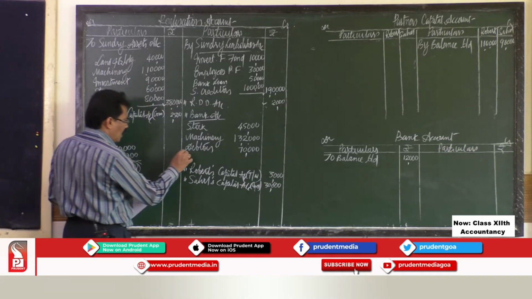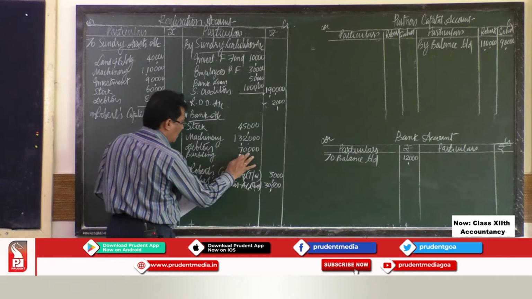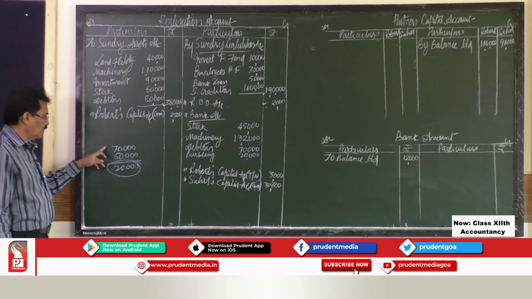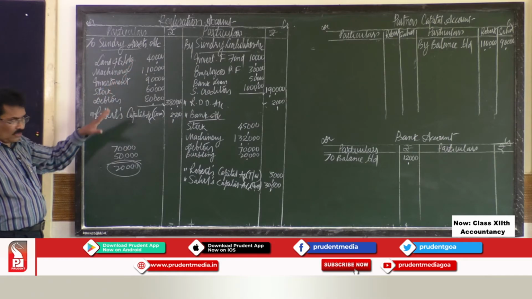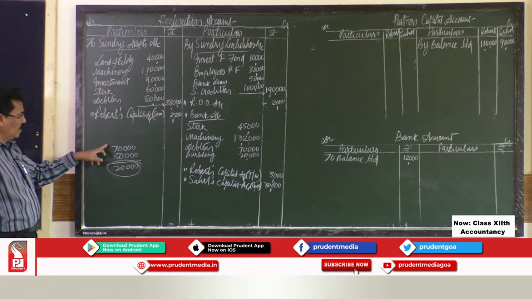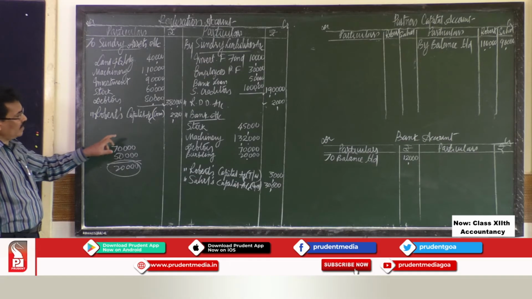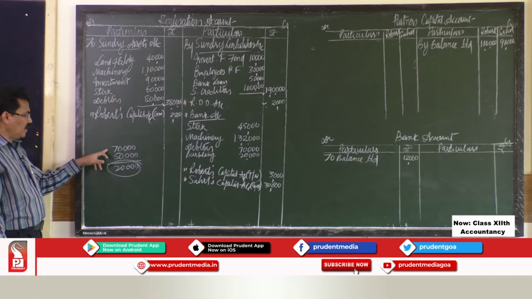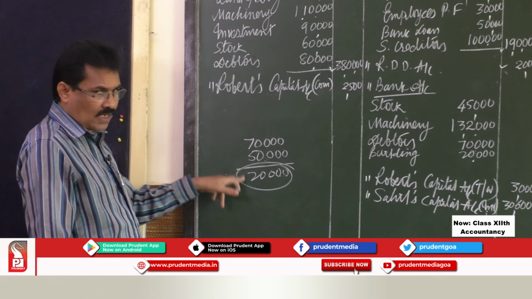That means the building realized rupees 20,000. First the building was only 40,000. On the date of dissolution, when it was revalued, its value went up to 70,000. Now the building valued at rupees 70,000 is taken over by the bank in settlement of the bank loan. The bank loan was only 50,000. So from 70,000, the bank recovered the loan of rupees 50,000. That extra value is given.